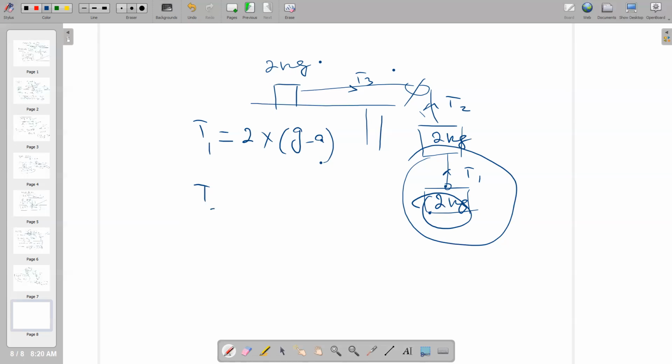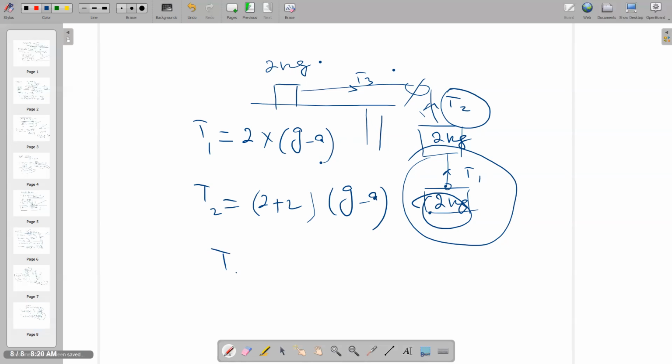Now you want to find T2. What will you do? You will add the two masses: 2 plus 2 into G minus A. So what will be T3? T3 is 2 into A, because there is no G here. On this side there is no G. G is only on this side. Okay. So 2 into A. Now from these equations, you can find the value of the tension, once you find the value of A.